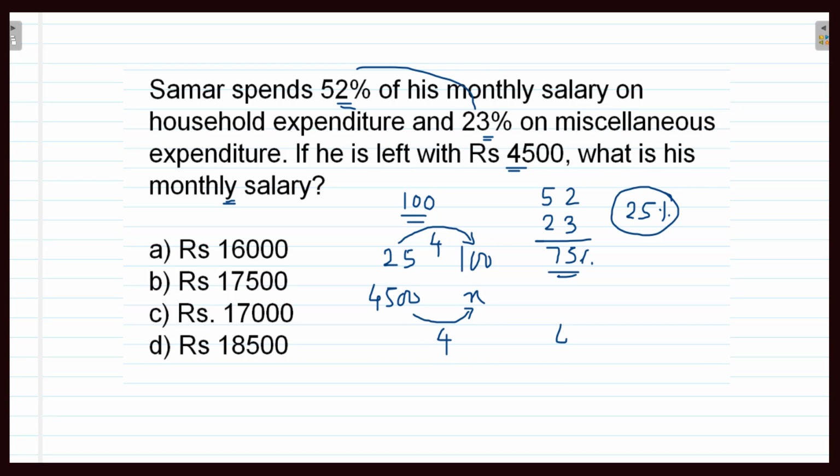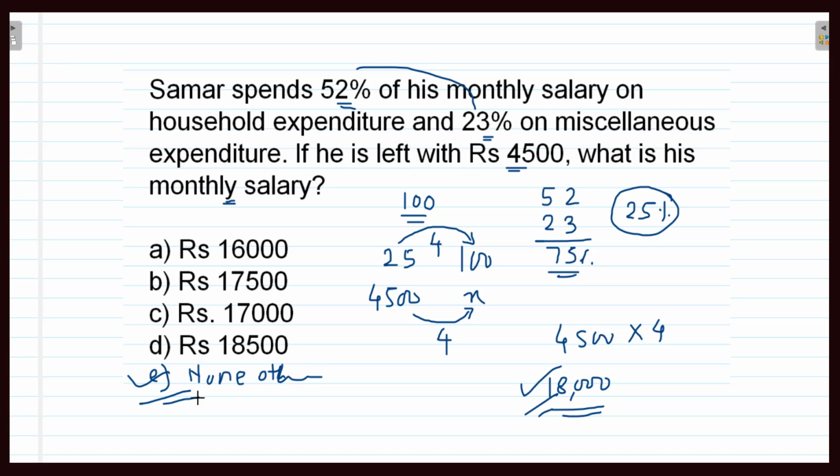So this too should be increased by 4 times. So 4,500 multiplied by 4, and that will be the annual income, and it is 18,000 rupees. Sorry, this will be the monthly income. So Sameer's monthly salary will be rupees 18,000, and therefore here there is no such option, so there should be an E option, none of these, and therefore E option will be the correct option.